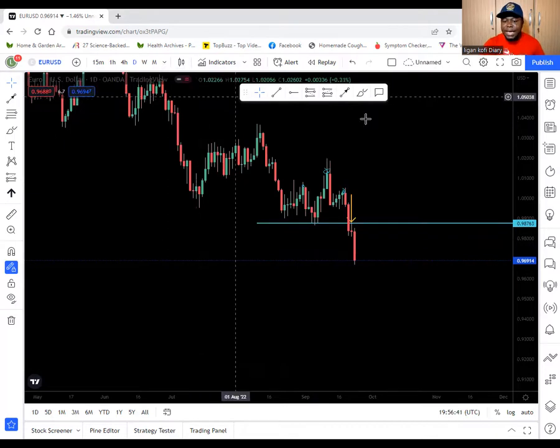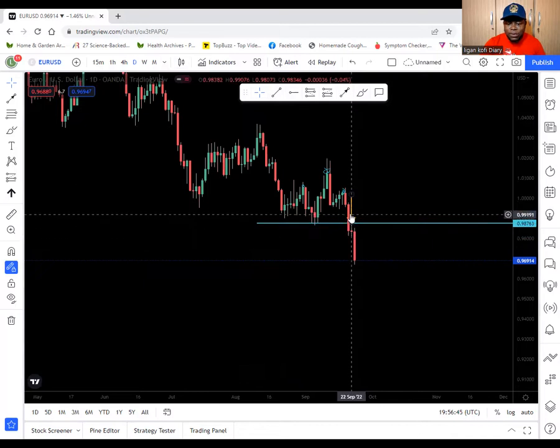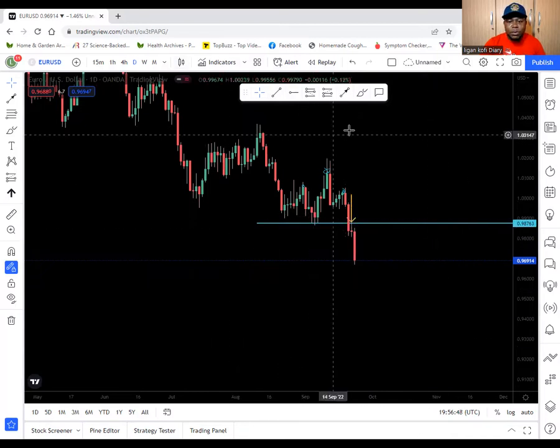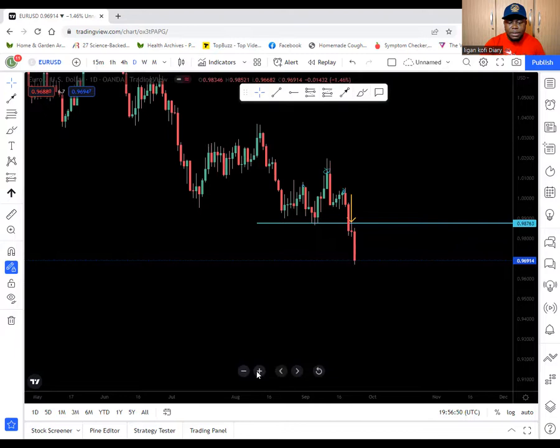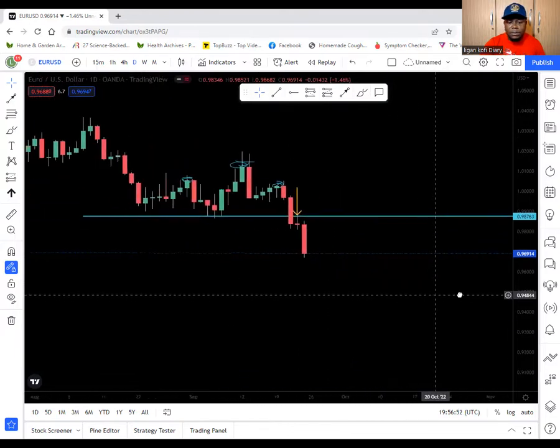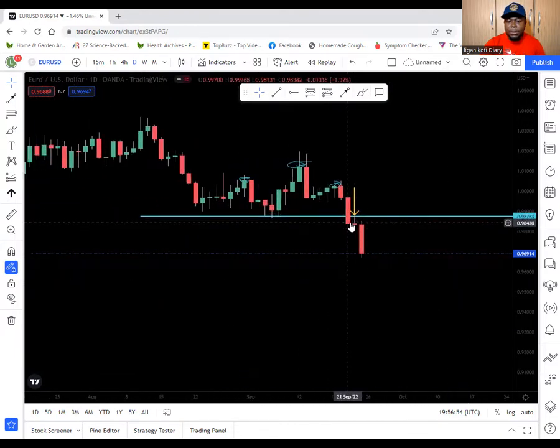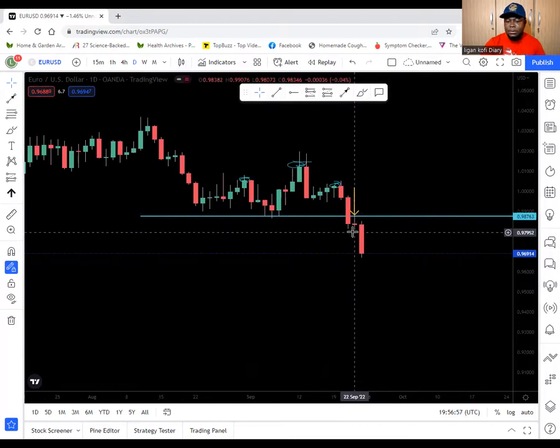So indeed, there was a touch. Look at that candle that gave the touch. There was a candle that retraced back to touch the neck and finally went back sell. Do you see that? Look at it. You see that candle? This was the candle that went back to touch the neck and then retraced.